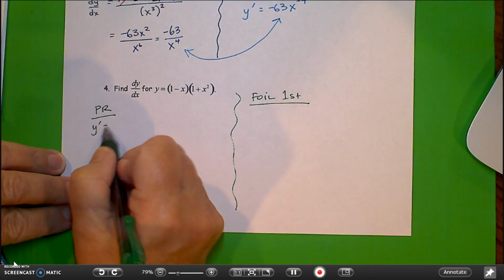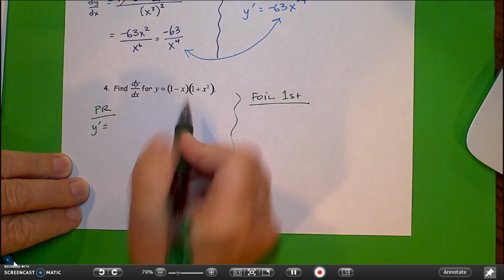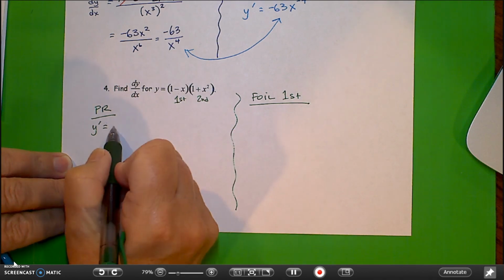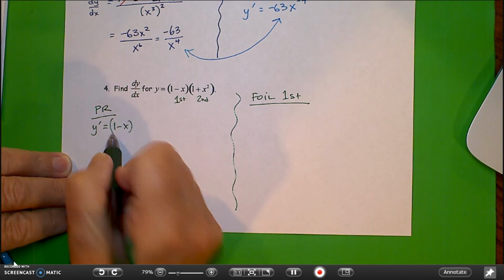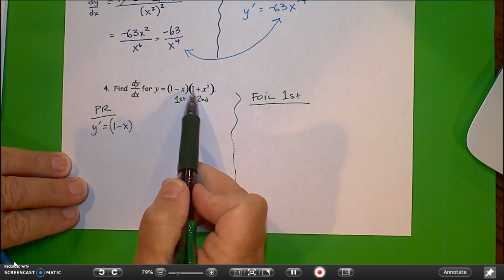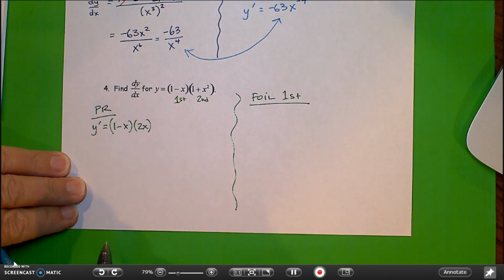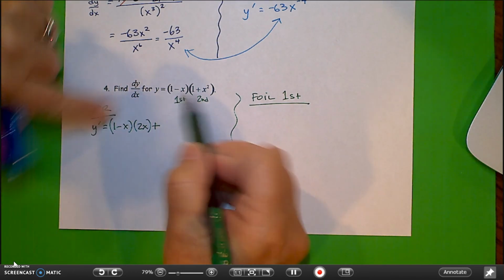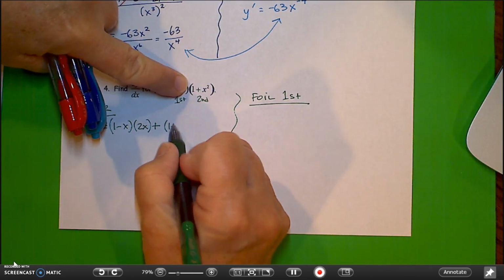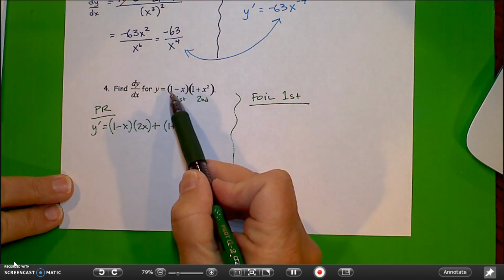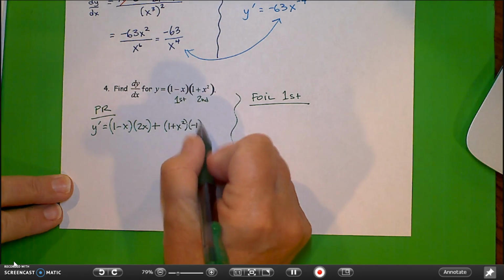y prime is equal to, in the product rule, here's my first function, here's my second function. So I'm going to start with the first function, 1 minus x, times the derivative of the second. Derivative of 1 is 0. Derivative of x squared is just simply 2x. Plus, product rule always has plus. The second factor, 1 plus x squared, times the derivative of the first. So the derivative of this is just simply negative 1.